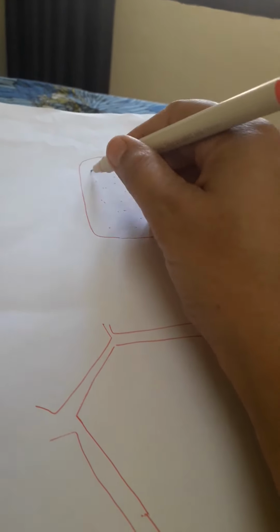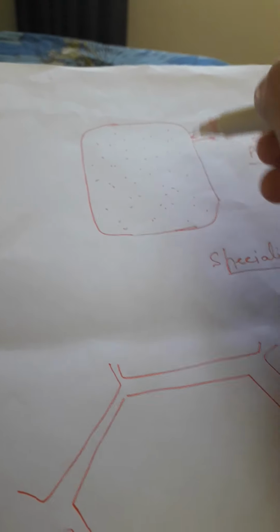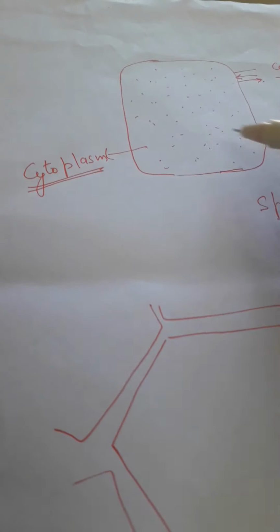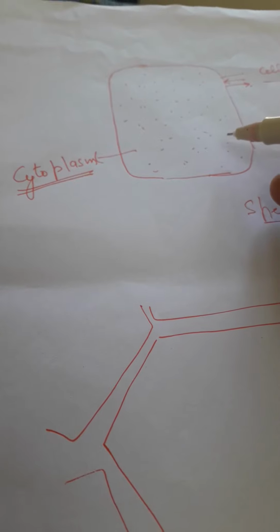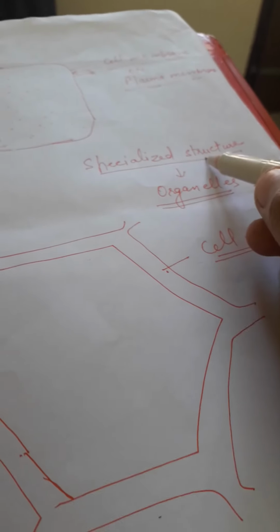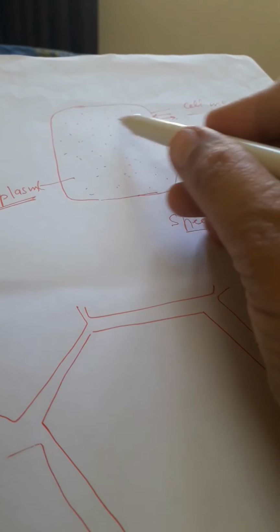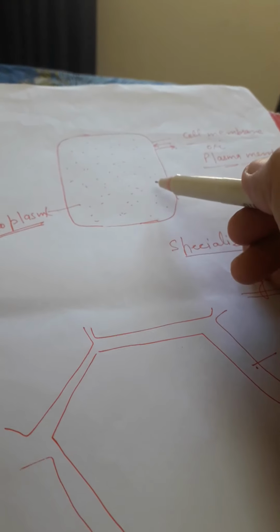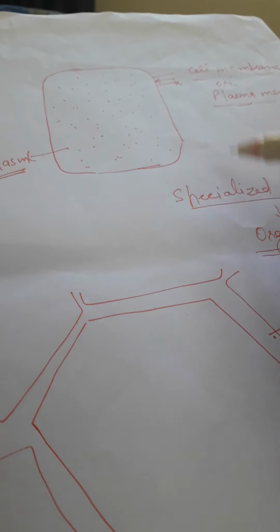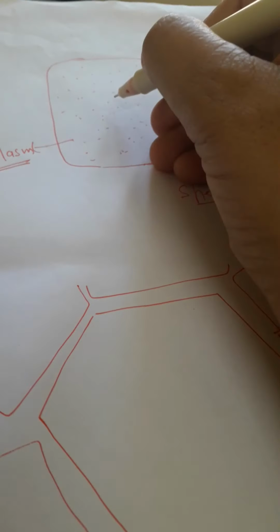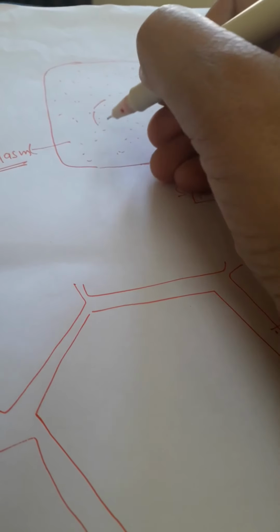We can show it with a dotted appearance. This is a semi-fluid substance. We call it cytoplasm. What is cytoplasm? It is a semi-fluid substance present inside the cell in which the specialized structures called the organelles are embedded. The cytoplasm is always in some sort of movement and it helps the cells to perform the various activities. Now, you all have read that inside the cell there is a very important specialized structure.